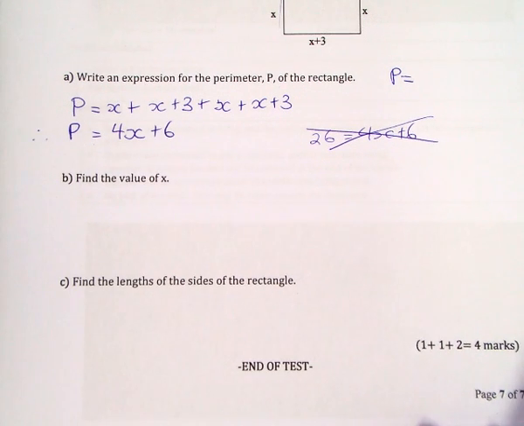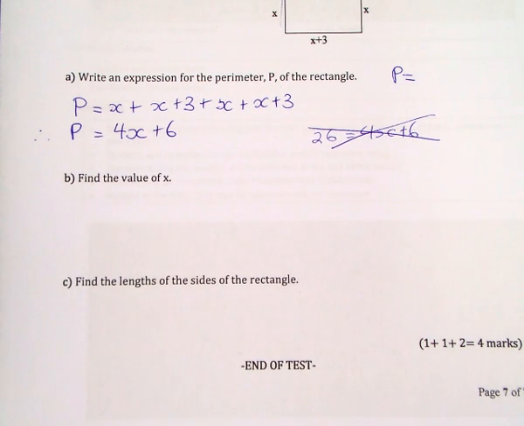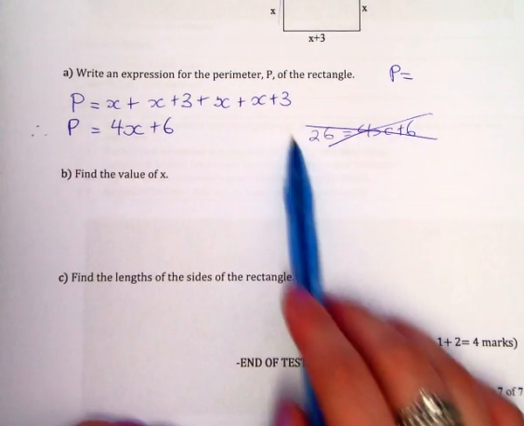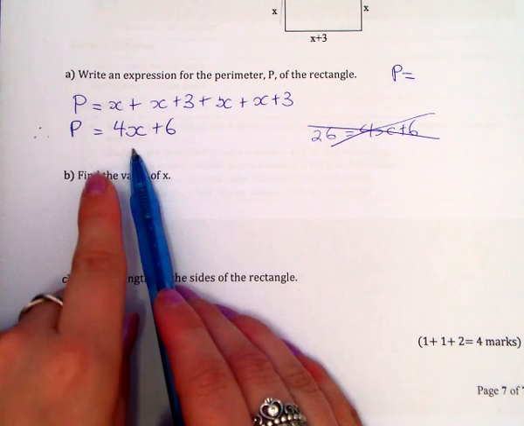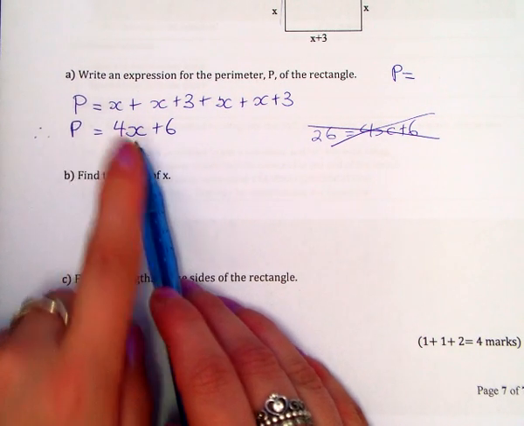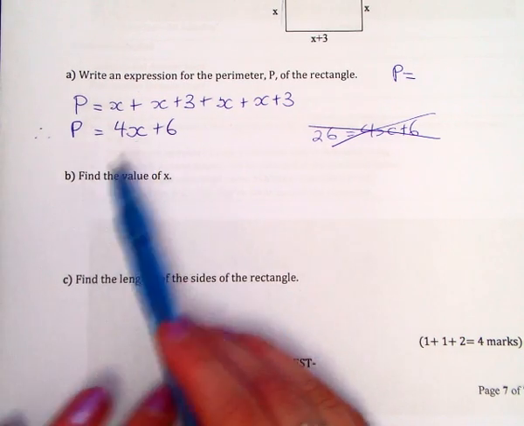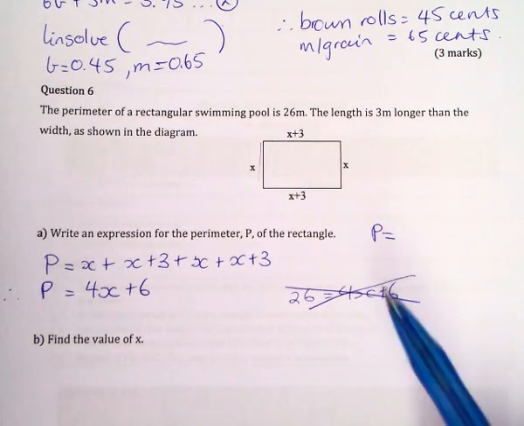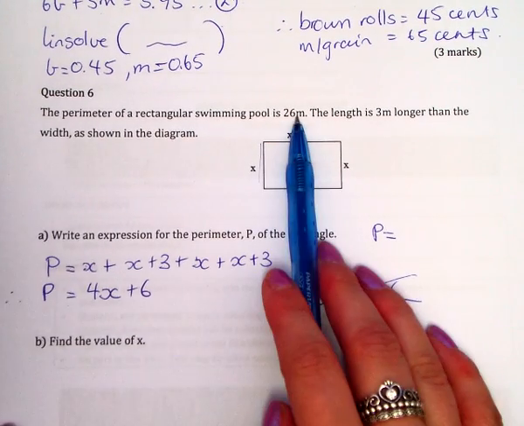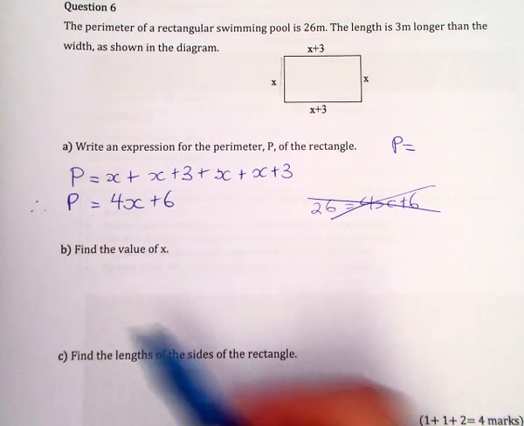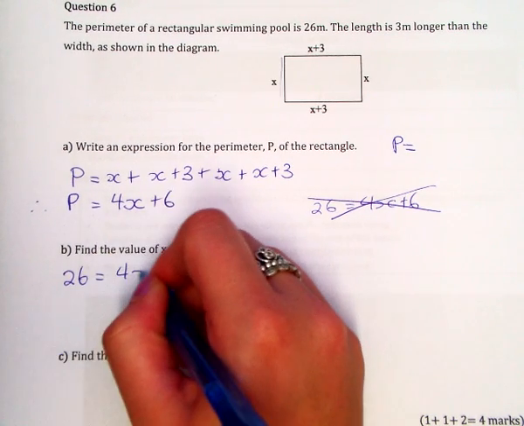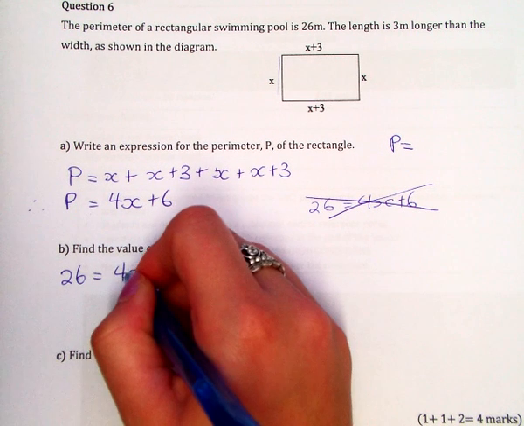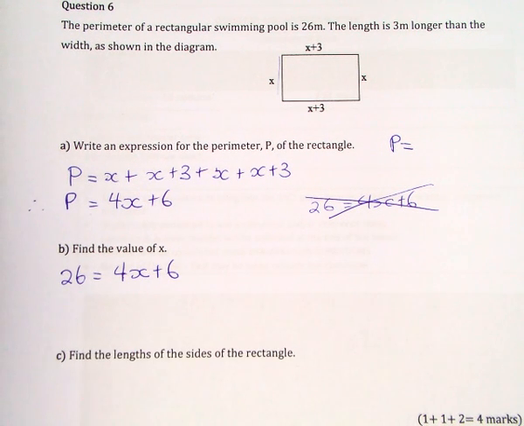Part B says find the value of x. This is where you're going to be using this approach here. So to find the value of x, at the moment we have 2 unknowns. We don't know what P equals and we don't know what x equals. Since we know this information up here that the perimeter is 26 metres, we can replace our perimeter in our equation with 26, and that equals 4x plus 6. This will then allow us to solve for x and determine that value of x.